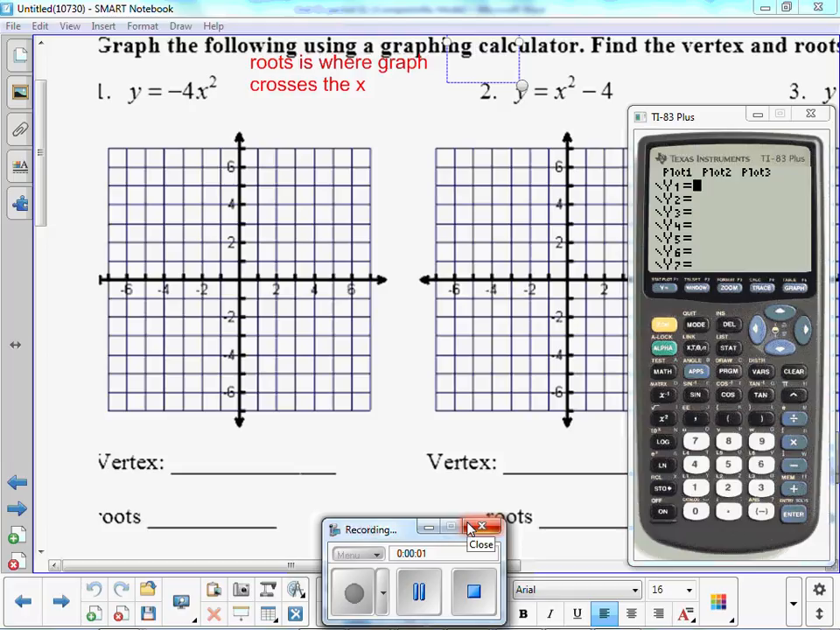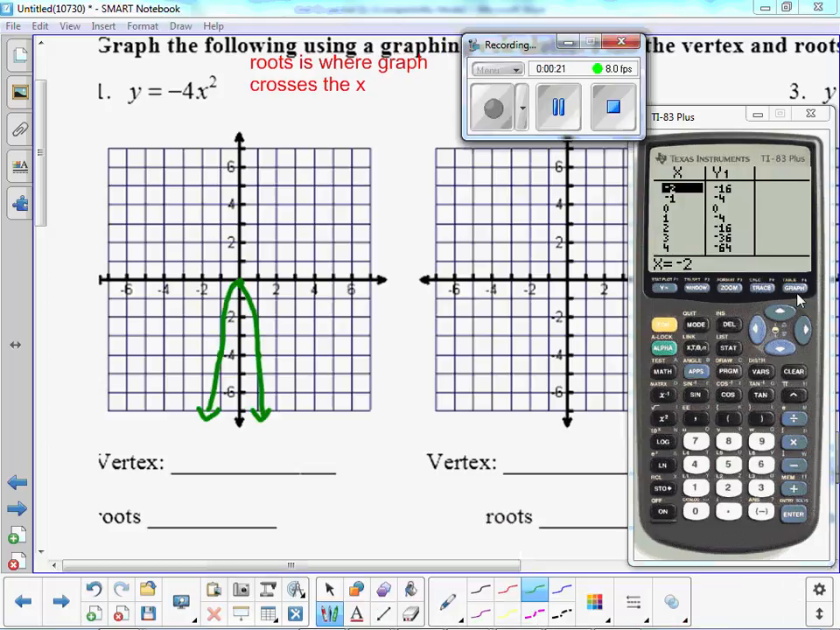In this lesson, we're going to graph the following using a graphing calculator and find the vertex and the roots. Roots is a new vocabulary word, which means where the graph crosses the x. So let's go ahead and graph this equation.